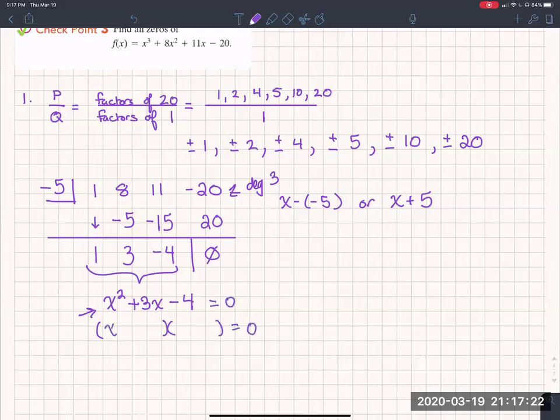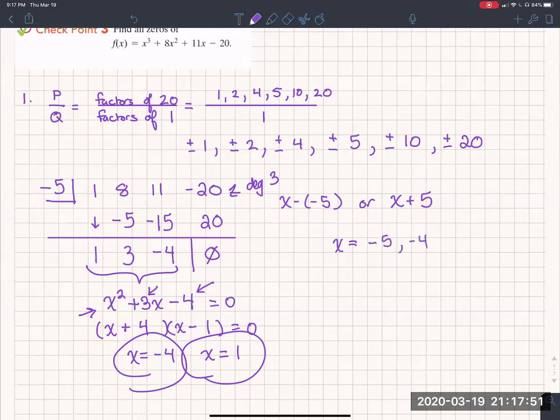So remember, how do we factor? We find 2 numbers that multiply to give me -4 but add to give me +3. That gives x plus 4 and x minus 1. So we set each binomial equal to 0 and solve, and we get x equals -4 and x equals 1. So my zeros, or my solutions, are x equals -5, -4, and 1. So we have 3 rational solutions. I know it's complicated, I know it's a lot, but this is just the best way we know how so far.